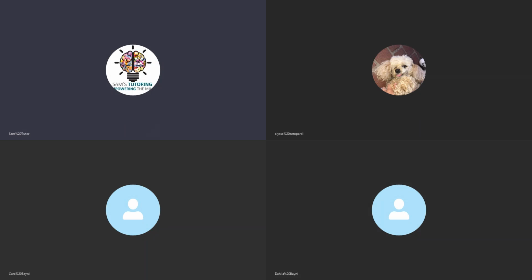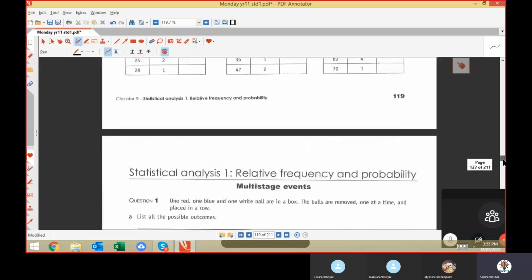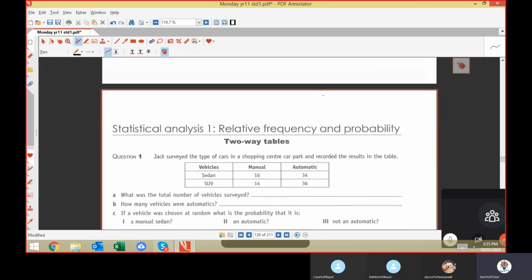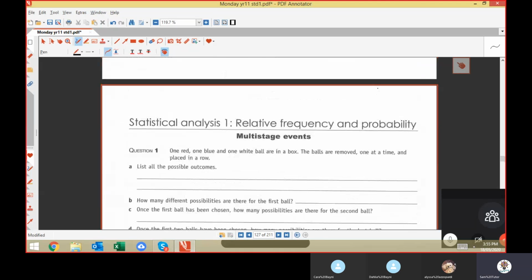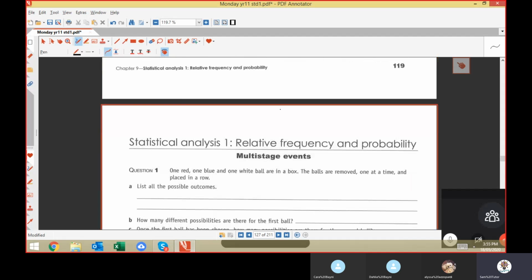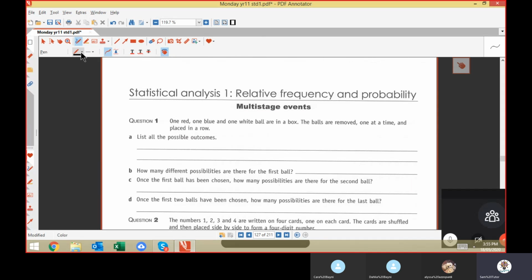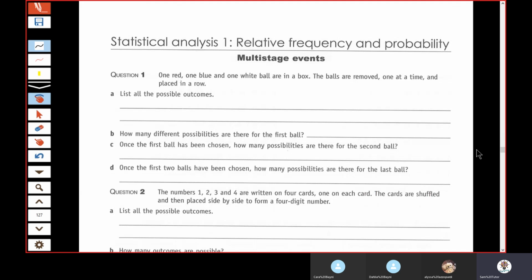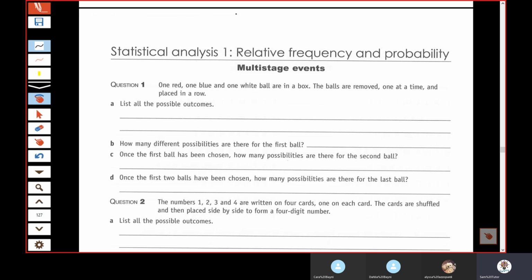Okay, so we are continuing with the next part of probability, which is multi-stage events. We did this one, relative frequency, multi-stage events. I remember when I was teaching it to you girls, you did have a bit of an issue with this, only because of the difference between or and and, and when you're meant to add compared to when you're meant to multiply. So I'll write it up again.